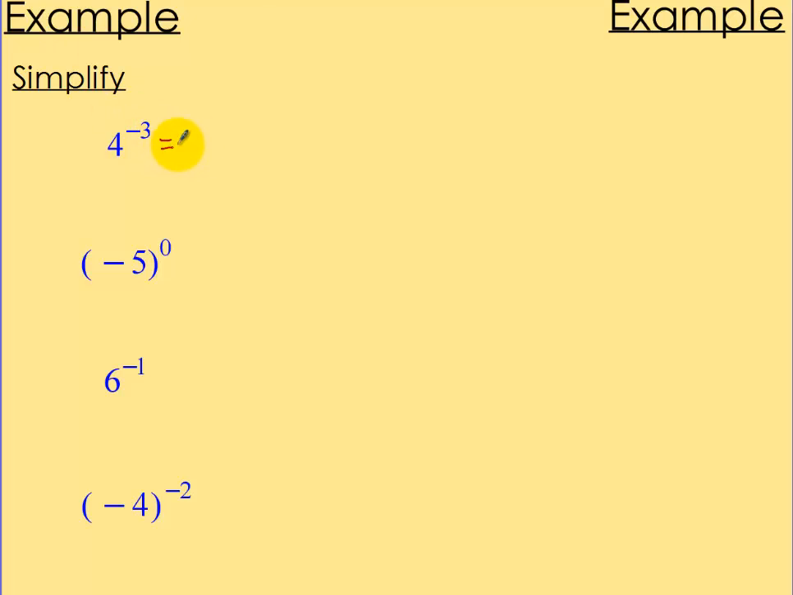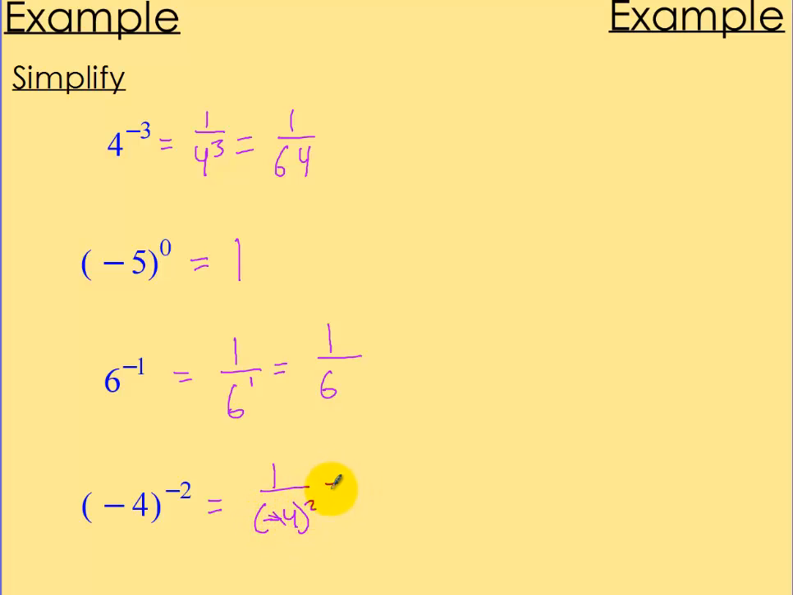All right, first one, 4 to the negative 3 power. We want to simplify. It's 1 over 4 to the positive 3 power. And 4 to the third power is going to be 64, so it's 1 over 64. Negative 5 to the 0 power, anything to the 0 power is 1. 6 to the negative 1 power is 1 over 6 to the positive 1 power. And 6 to the positive 1 power is just 6, so you leave it as 1 over 6. The last one, negative 4 to the negative 2 power is 1 over negative 4 squared. But negative 4 squared is going to be 16, so it's 1 over 16.